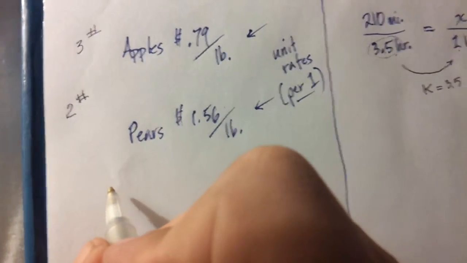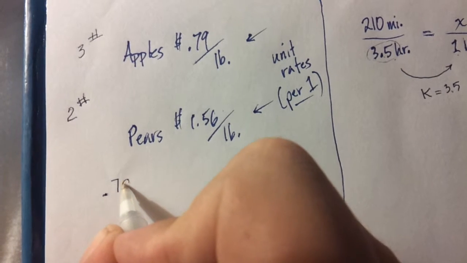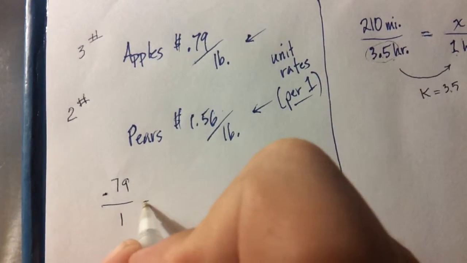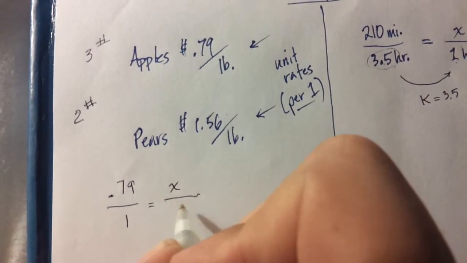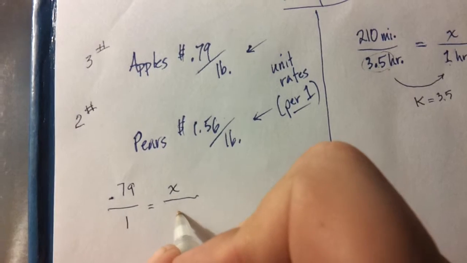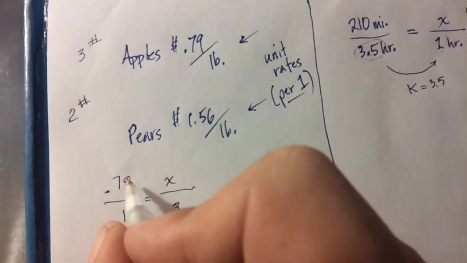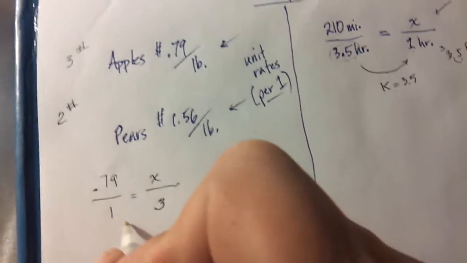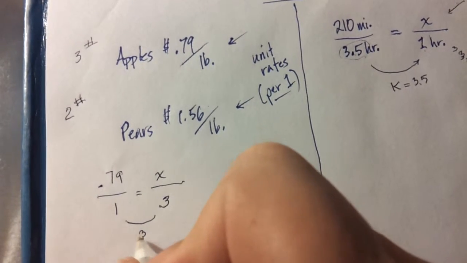Now, you can look at this problem like this. You can say 0.79 over 1 equals x, we don't know how much we spent on apples, over 3 pounds. 79 cents for 1 pound is how much for 3 pounds? Well, you see that the scale factor right here is 3. 1 times 3 is 3.